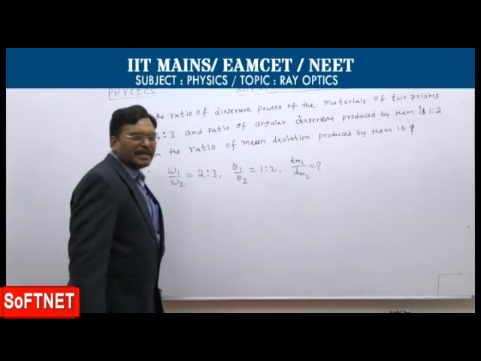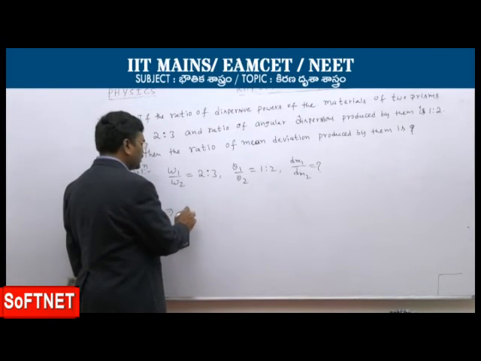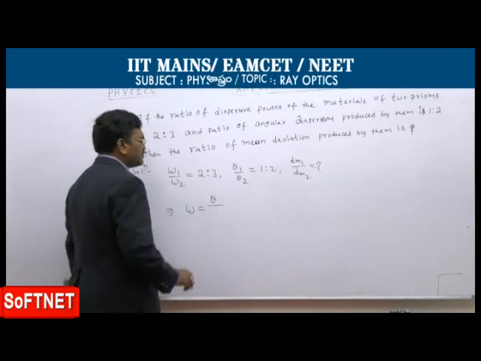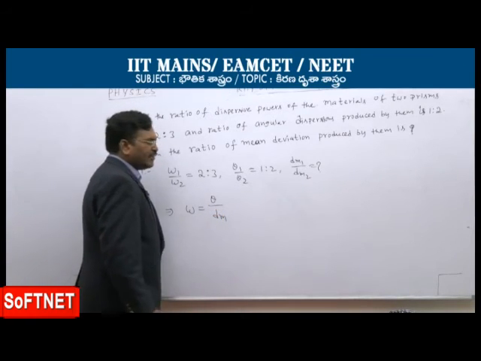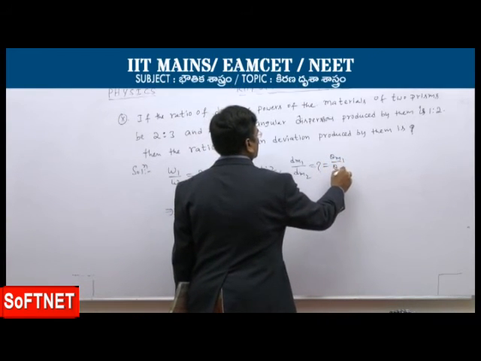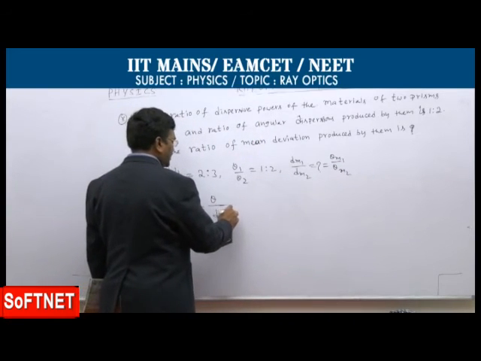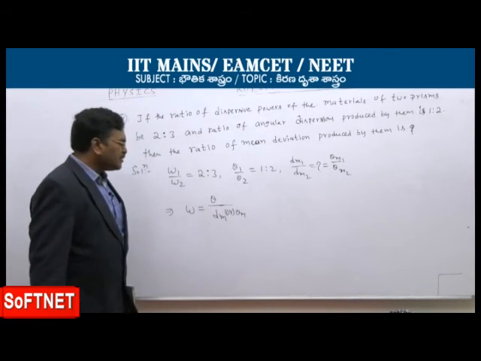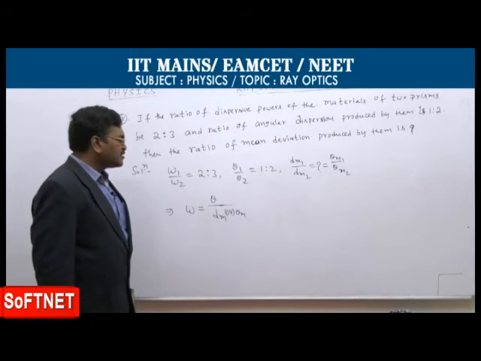What is dm? Mean deviation. What is the formula? Dispersive power is equal to angular dispersion by mean deviation. We can also take theta m, no problem. Theta m means mean deviation. Dispersive power means the ratio of angular dispersion to mean deviation.